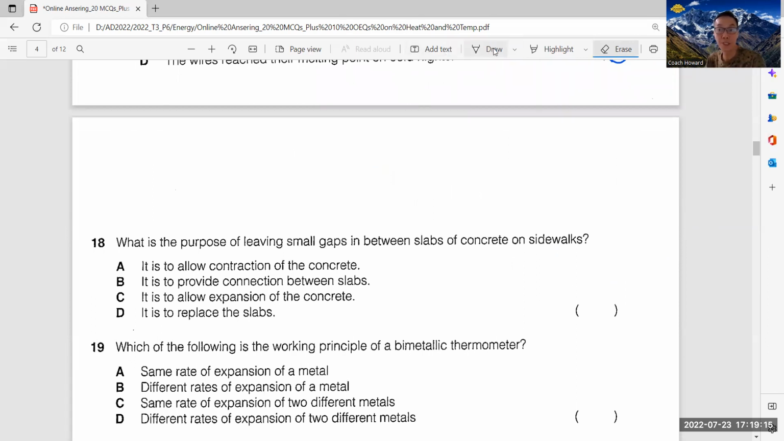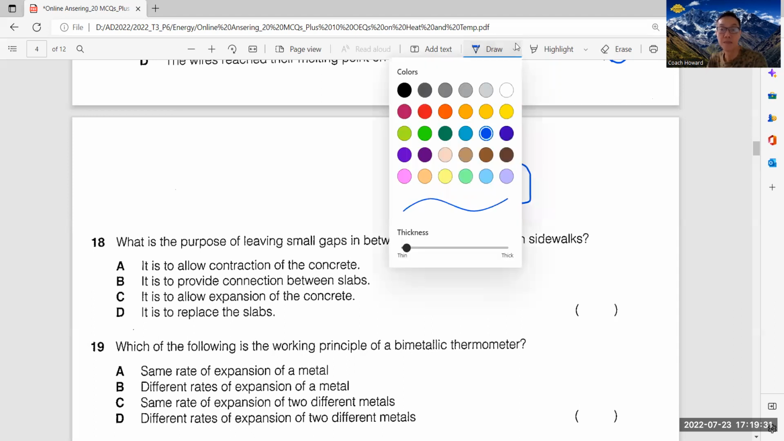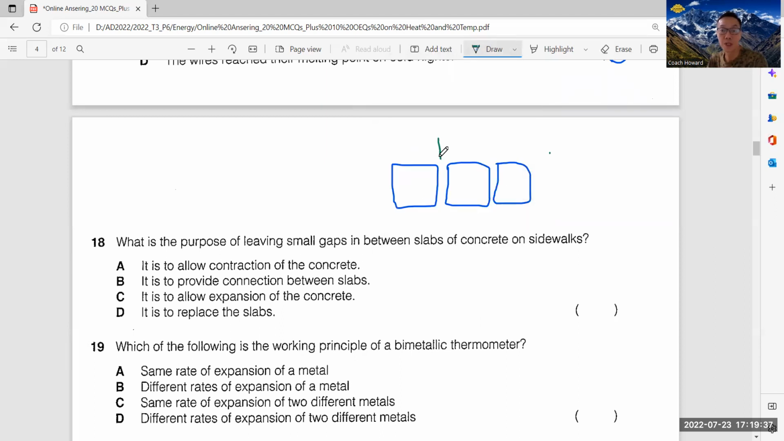Okay, next, this one happened in Singapore because Singapore is an equatorial country. If you observe pavements in Singapore, usually it's not one whole slab. They like to grow grass or something in between. Because concrete can conduct heat and will expand, they leave this gap in between. So they ask, what's the purpose of leaving a small gap in between slabs of concrete on a sidewalk? Sidewalk means pavement. This is expansion and contraction. So the answer is to allow expansion of the concrete.